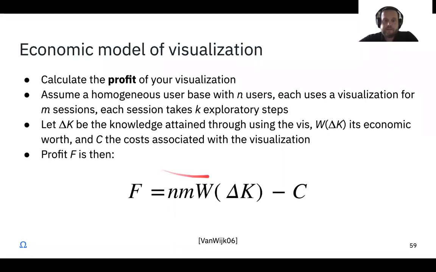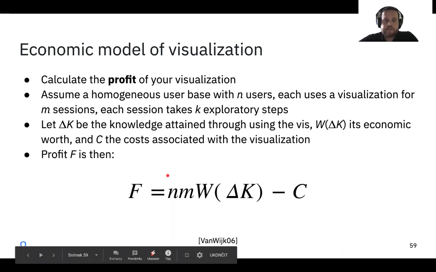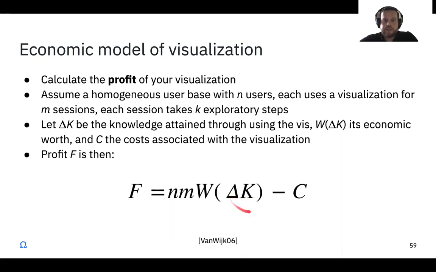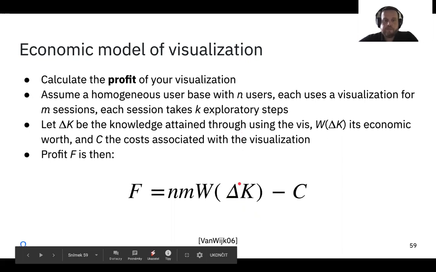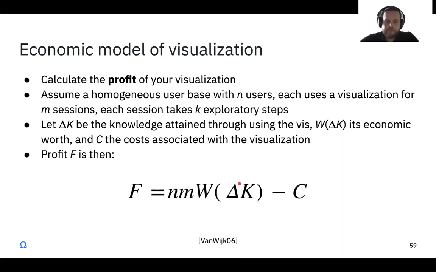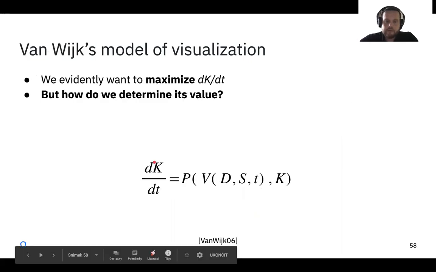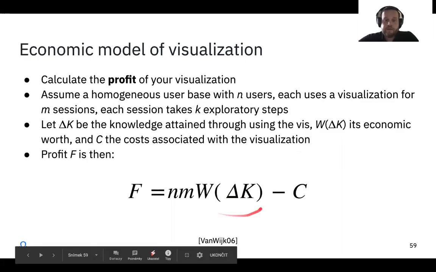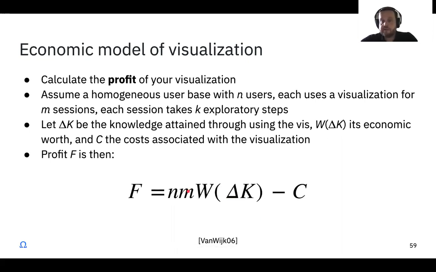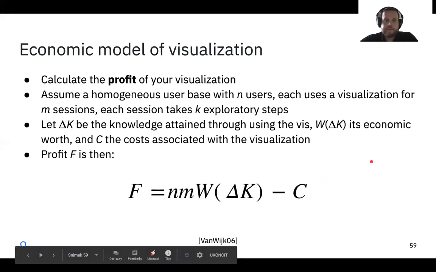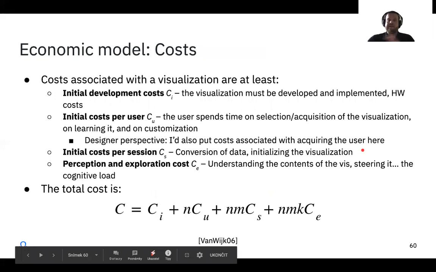So your benefit basically is the delta of knowledge. So the knowledge gain, which is like a shorthand for the other notation. So this is shorthand for this. And the W is the economic worth of that attained knowledge, and of course it's multiplied by the number of users and the number of sessions that your users have conducted. And of course, you subtract the costs from your gain here. And the costs associated with the visualization are at least the following ones.